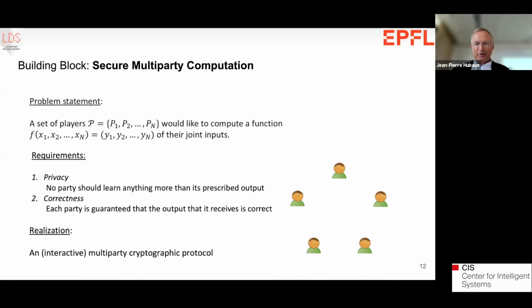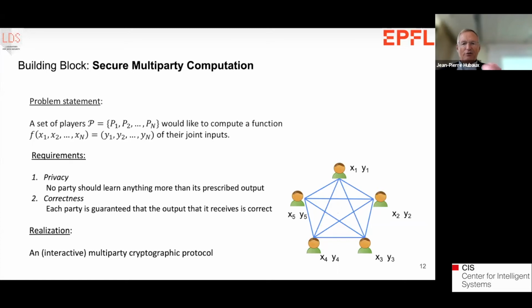And so in this case, each of them reveals their own input, say X1 to X5, and then they run the protocol without any trusted third party. At the end, each of them receives the output that he or she is allowed to receive, which can be the same in the case of the average age, but can also be something else. The properties are typically that there is privacy, so no party should learn anything more than its prescribed output, and correctness, in the sense that the outcome is correct in terms of computation.